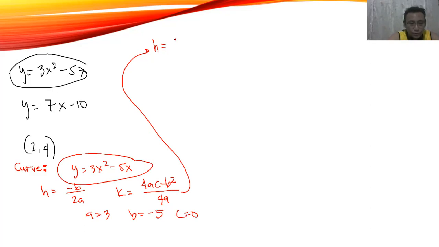So, negative times negative 5, or we have negative and the negative 5 over 2 times 3. So, this is equal to 5 over 6. And we should know that 5 divided by 6 is equal to 0.83. So, yan yung h natin.